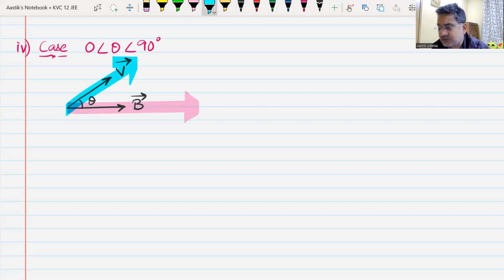What type of motion would this particle have? Projectile motion is the answer. May I ask you why? Why is this projectile motion? Or have you given the answer just because you wanted to say something?